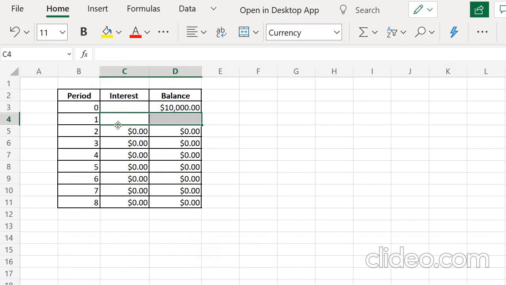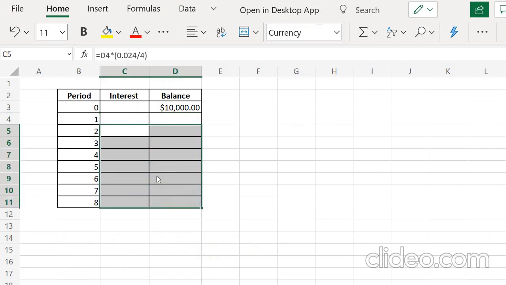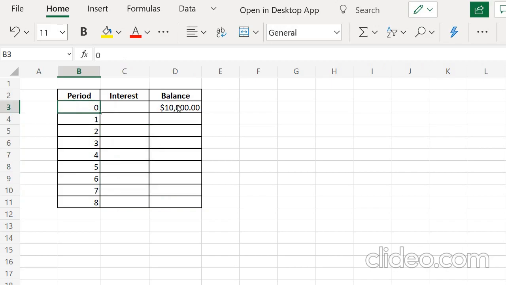So here I have my column period, which is your time, the amount of interest earned, and then the balance. So at time 0, we have $10,000. Now, after one period goes by, this $10,000 has earned interest. One period is going to be 1 quarter. So 1 quarter goes by. This has earned 1 quarter of interest. So how do you get that interest?